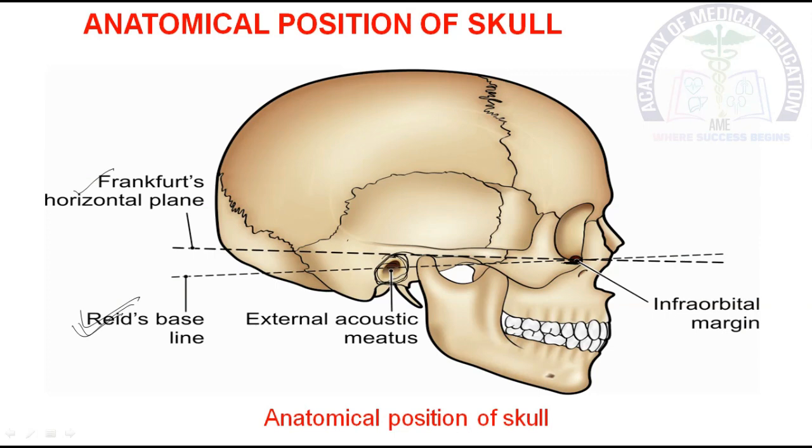So Frankfurt's baseline starts with F. F is for flying, so it flies above the external acoustic meatus, and Reid's baseline stands for R, that is, it passes through the center of the external acoustic meatus. That is how you can remember the difference between Frankfurt's baseline and Reid's baseline. The concept is that both baselines must be horizontal, and that gives the anatomical position of the skull.